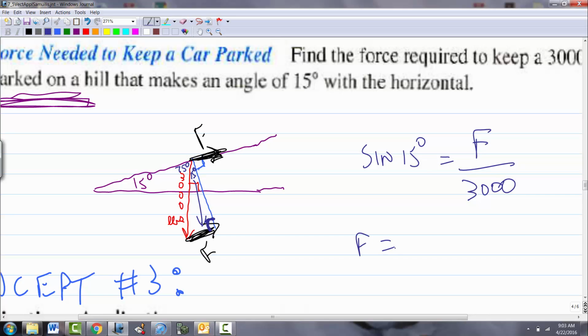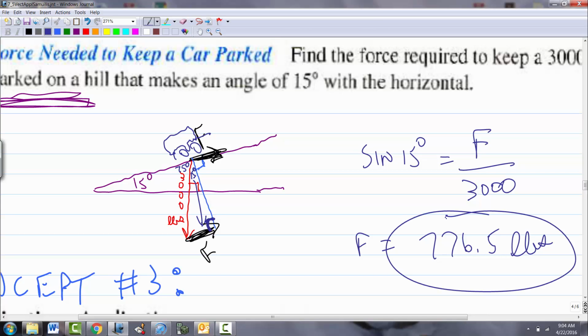Just for giggles, what's 3,000 sine 15? Someone help a fella out. 776.5 pounds of force. So if I was that punk again up at the top of the hill and did the same thing I did back when I was a kid, that's a terrible car, by the way. Someone could grab the fender and hold it from going down the hill if they were that strong. Right?